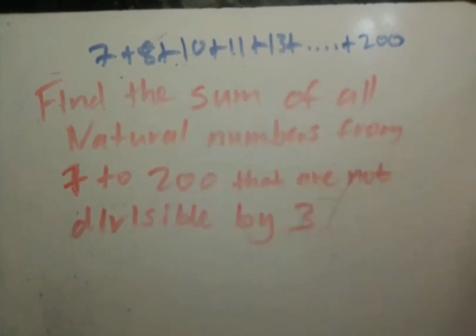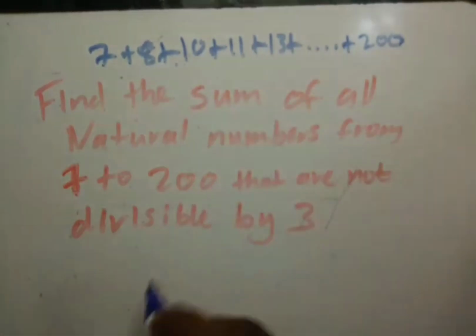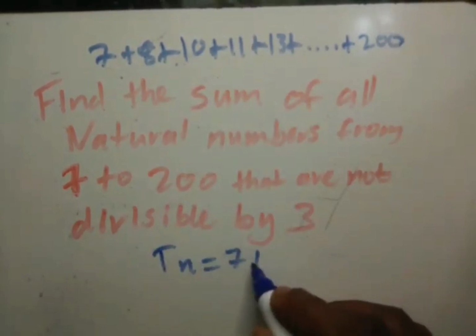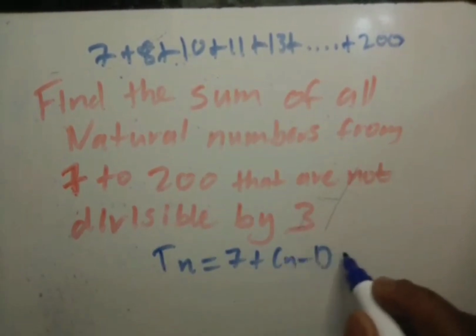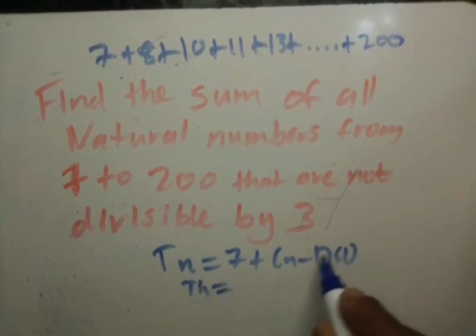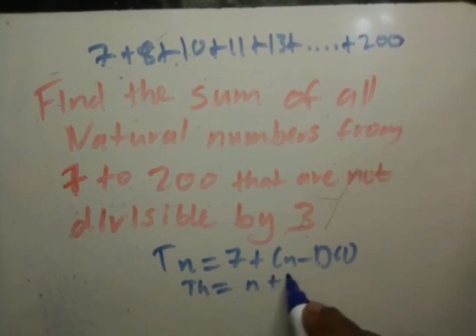But otherwise, if you don't prefer that way, let's find the nth term. So let's find the nth term of this sequence. Of course, the nth term Tn is equal to a plus (n minus 1)d, where a is 7. Now, of course, our d is 1, right? So Tn is equal to, when you multiply, you will realize that this is going to be n plus 6. This is the general term.